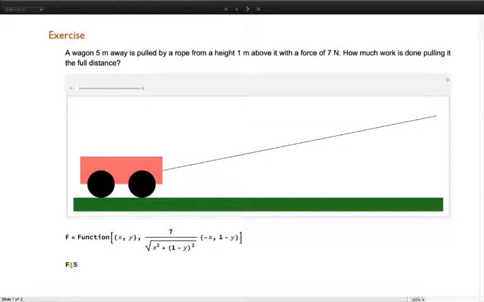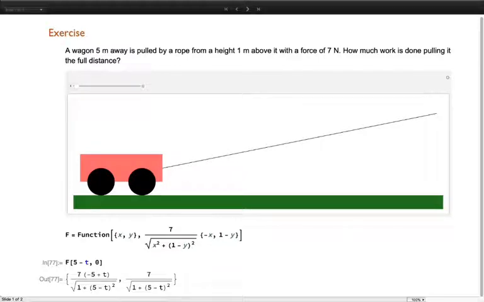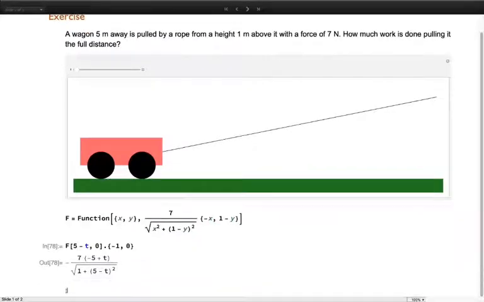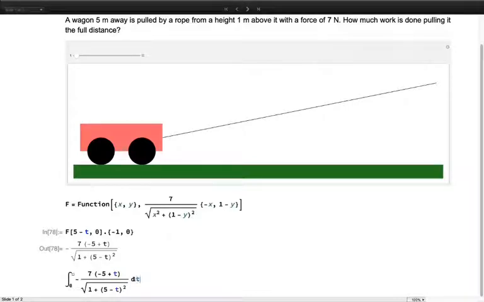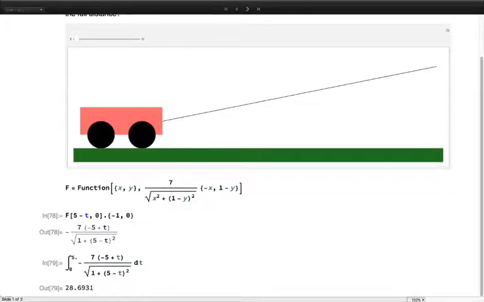So that's F at 5 minus t comma 0. And we can see there's the force changing according to our parameter, and we can dot it with r prime of t to see what our integrand is going to be here. And there it is. That's the amount of the force pointing in the direction of the path. And lastly, we just need to integrate this function from 0 to 5. Pull it in there. dt from 0 to 5, we'll leave the dots so that we get a real number. And there's our answer, about 28.7 newton meters.